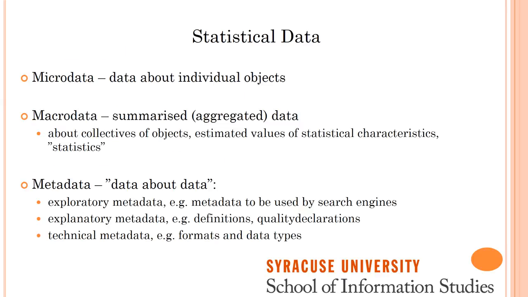Before we start talking about statistical databases, we need to understand the different types of statistical data. Statistical data mainly consists of three types: microdata, macrodata, and metadata. Microdata is data about individual objects, such as units of population, individuals, households, or establishments. They are collected by a census, survey, or an experiment. Macrodata, on the other hand, is summarized data or collection of objects, estimated values of statistical characteristics, or basically statistics.